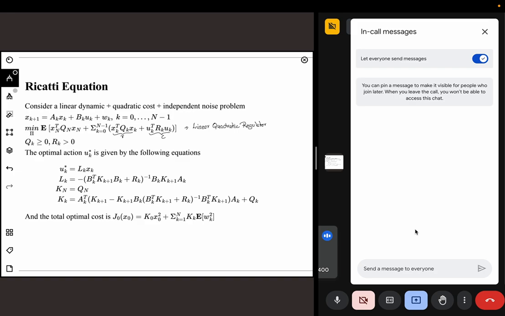The same thing applies even in the inventory control problem. In the inventory control problem, Xk tells you that you have to minimize the inventory, and this will tell you that you also have to minimize the purchasing cost.